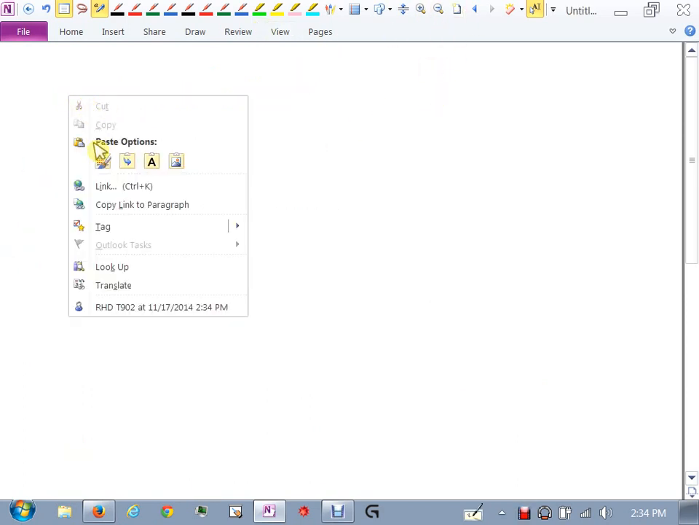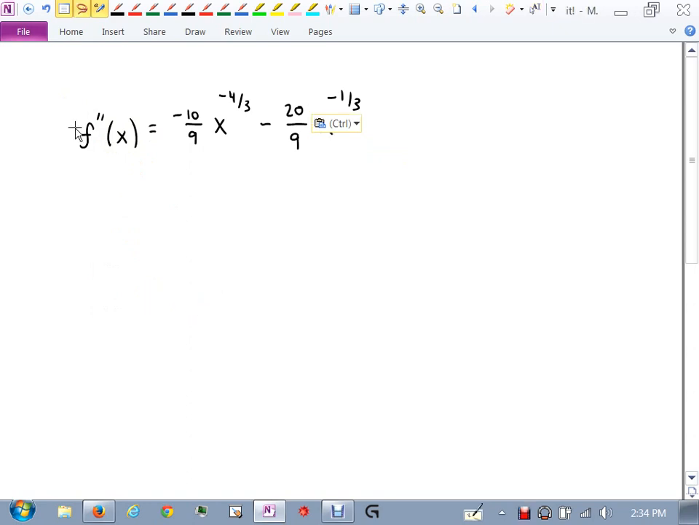And in this case, is it going to be easier or harder? Let's see. Let's clean it up first. The second derivative, I'm going to rewrite it. It's negative 10 over 9x to the positive 4/3 minus 20 over 9x to the positive 1/3.